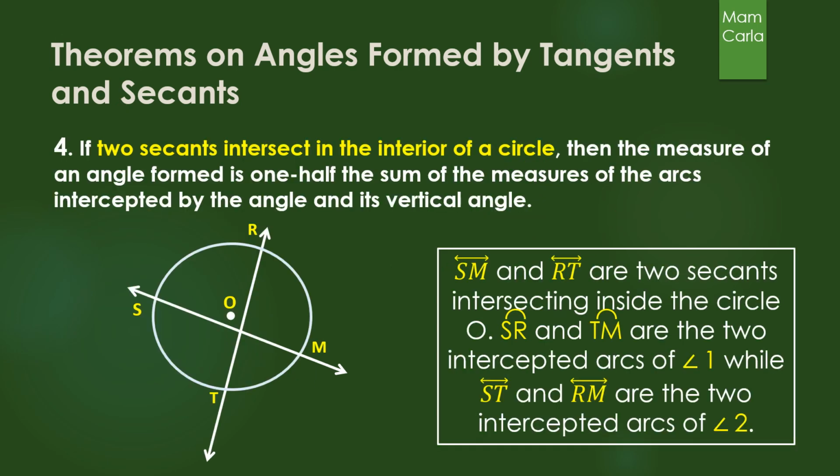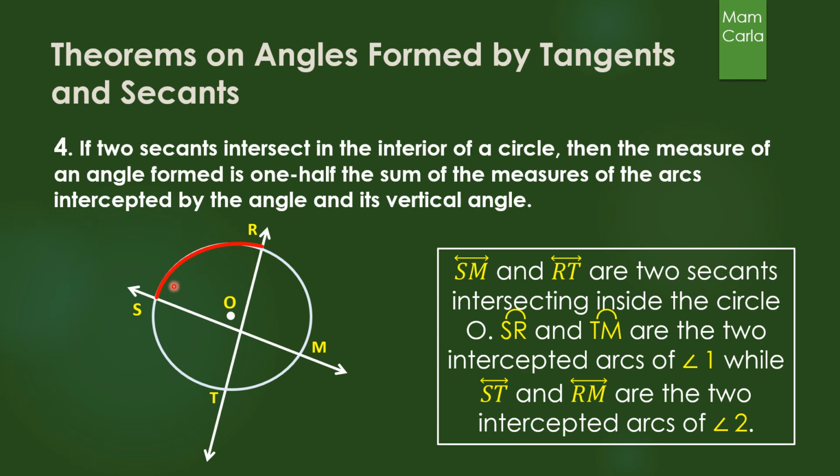Let us have theorem number 4. If two secants intersect in the interior of a circle, then the measure of the angle formed is 1/2 the sum of the measures of the arcs intercepted by the angle and its vertical angle. So, in this figure, line SM and line RT are two secants intersecting inside the circle. So, we have the point of intersection which is inside the circle.